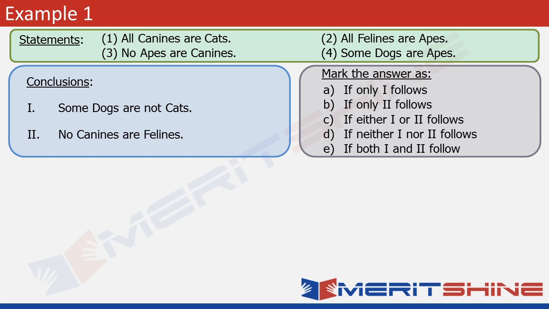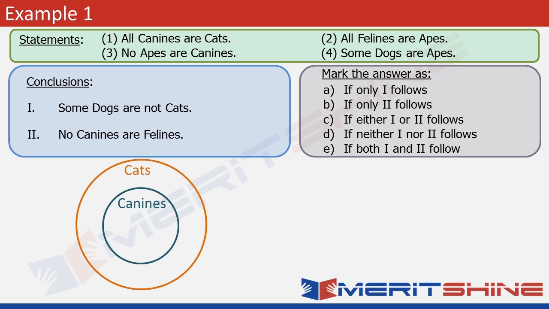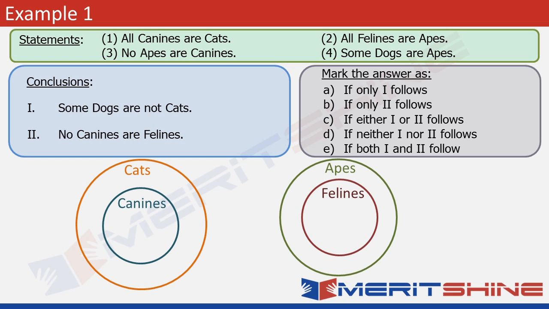Look at the statements. 1. All canines are cats. So let's draw canines first and now cats. Statement 2. All felines are apes. So this is felines and that's apes. Number 3. No apes are canines. So basically canines and apes are disjoint sets. So let's draw something like this. Okay, number 4. Some dogs are apes. So let's draw dogs now. So it's a partial overlap with apes. So that's the minimum overlap Venn diagram.